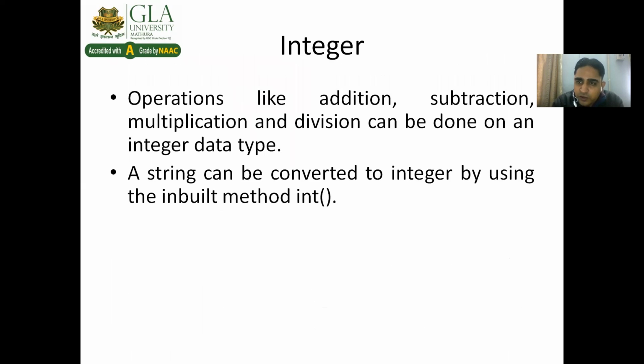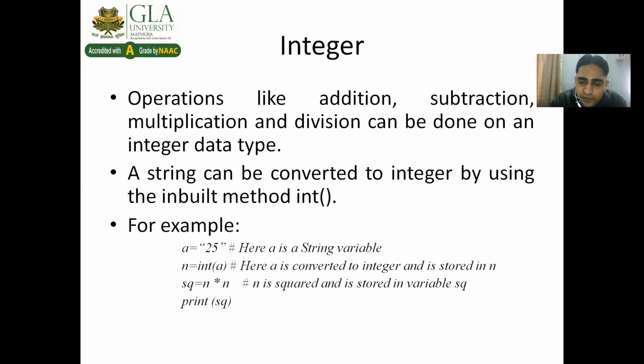Right? A string, if we want to convert it into integer, we can do it with the help of the int method, like we saw in the examples previously as well. For example, when we are writing a equal to "25" within double quotes, 25 is actually a string value and it contains all the digits as characters, right?